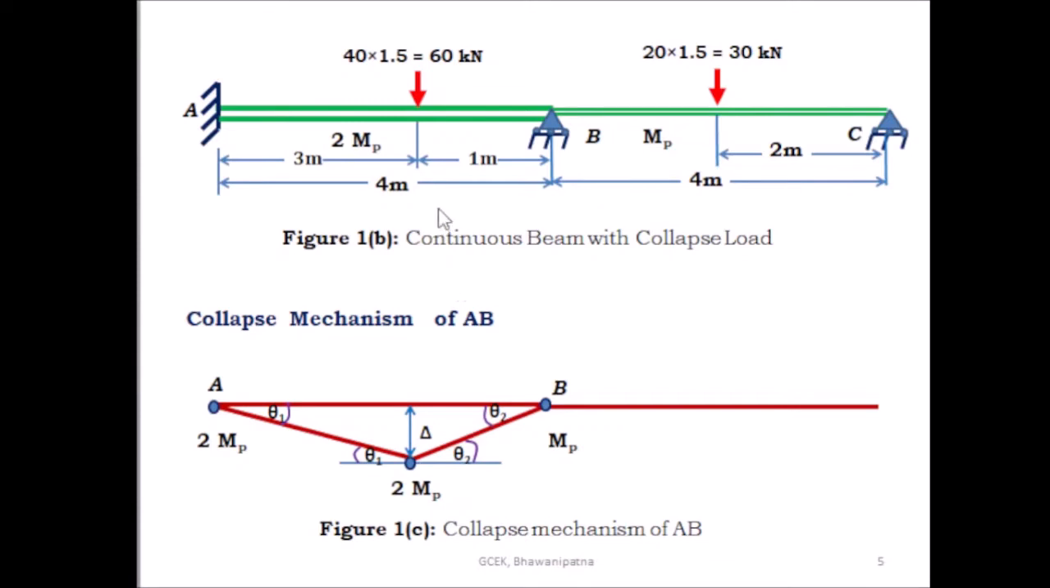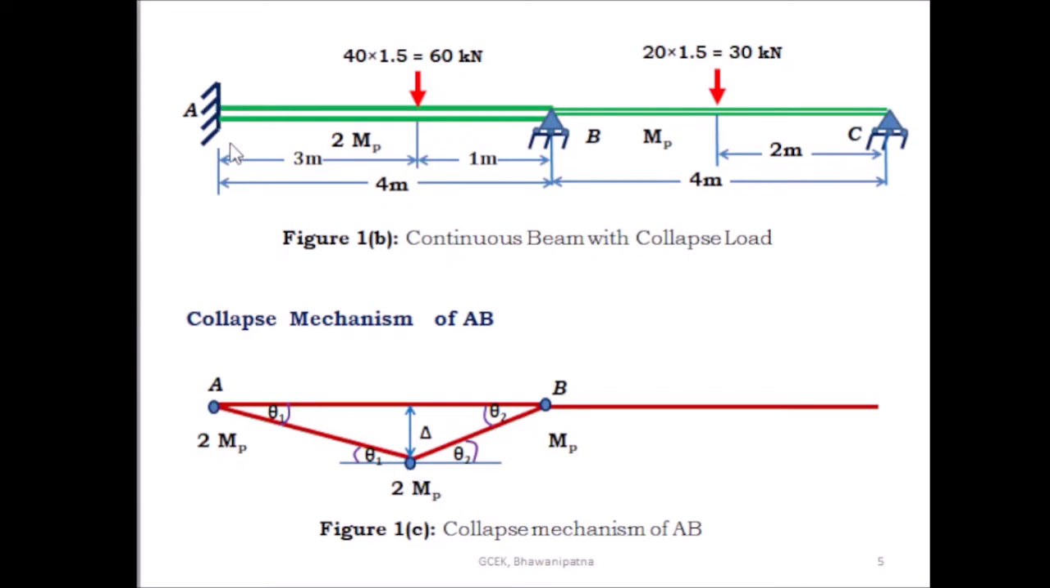So here there are three plastic hinges that will be formed. One plastic hinge is at the fixed support A, the second plastic hinge is at the intermediate support B, and the third plastic hinge will form at the loading point. So three plastic hinges will be formed at A, B and under the loading point.